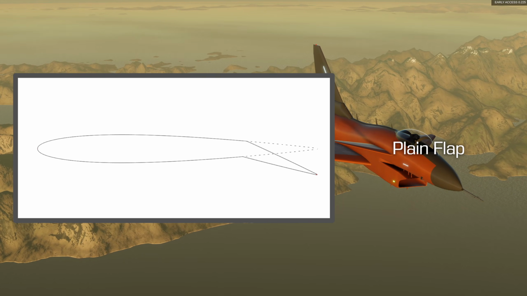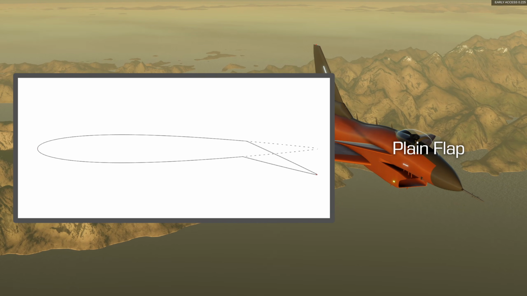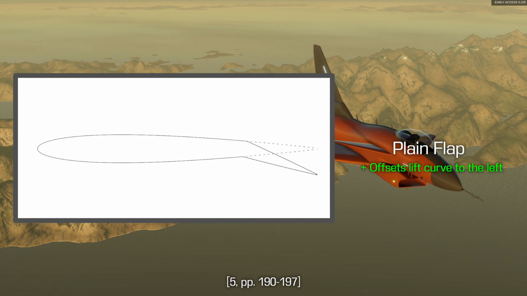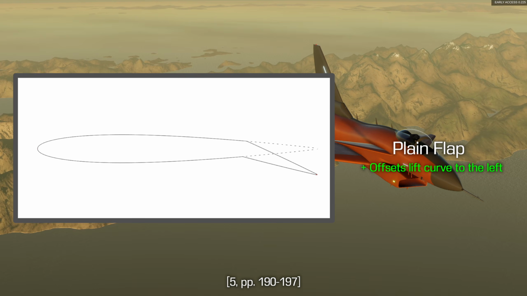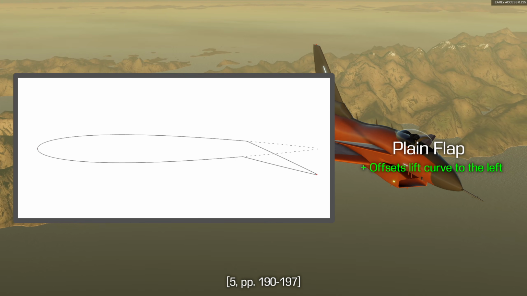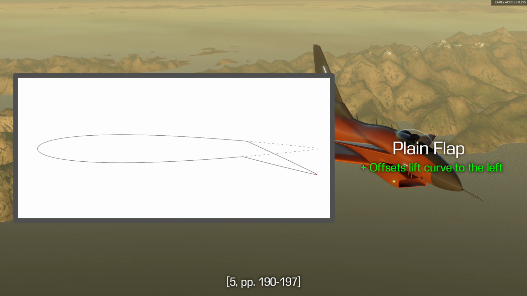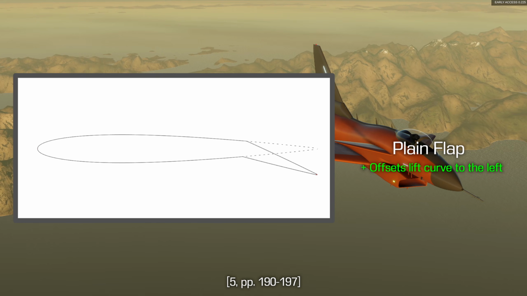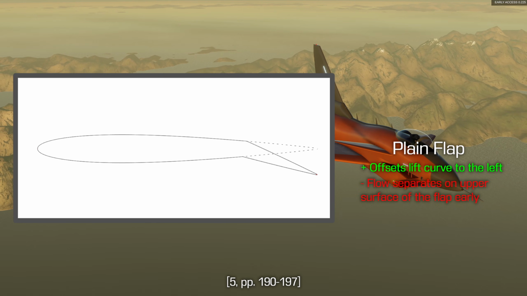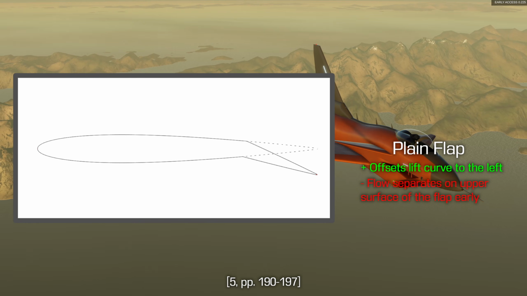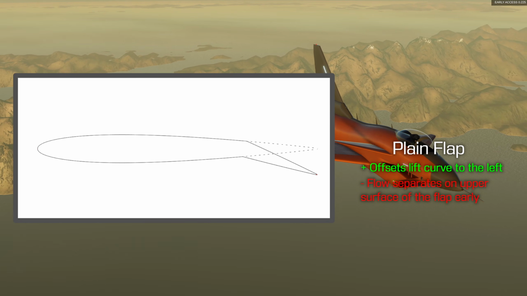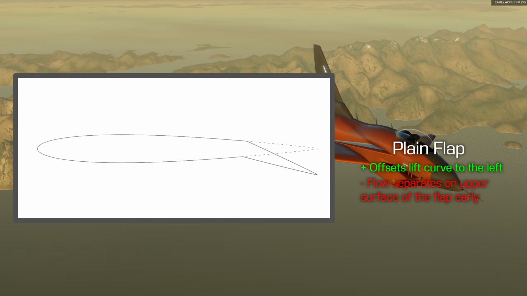Moving to our final high lift device, we have the plane flap. A plane flap increases lift by deflecting the trailing edge of the airfoil downwards to increase the airfoil's camber. One thing to keep in mind with plane flaps is that as the flap's deflection angle reaches higher values, the flow over the upper surface will begin to separate, causing the airfoil to begin stalling. The larger the flap is, the more this will affect the airfoil's performance.